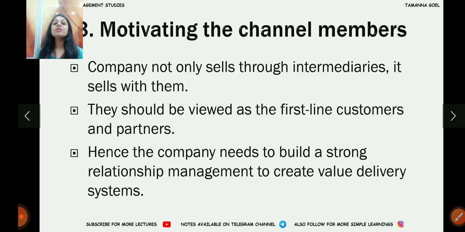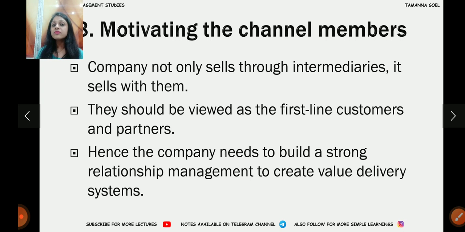Then comes motivating the channel members. It is very important that the intermediaries should be happy being connected with you. The company not only sells through intermediaries, it sells with them. If the intermediaries grow, the company will grow. The company has to keep that in mind. They are its first line customers. In fact, they are its partners. If they grow, if they are happy, the company will grow.